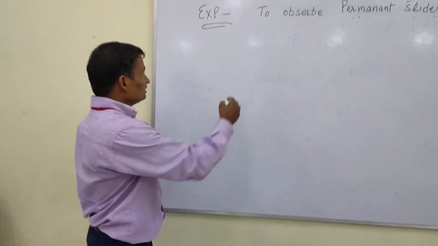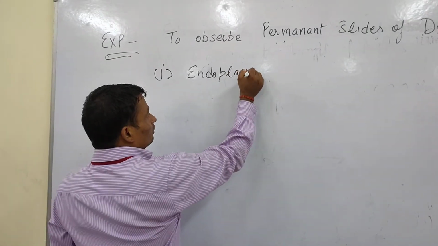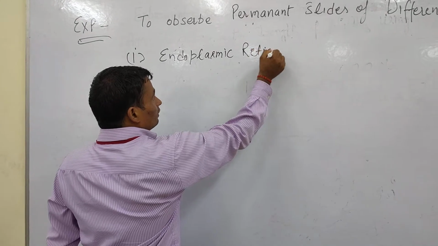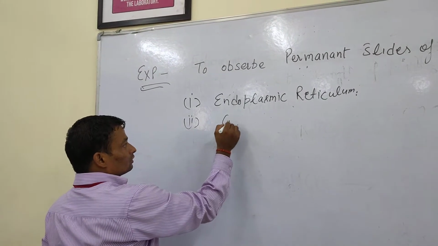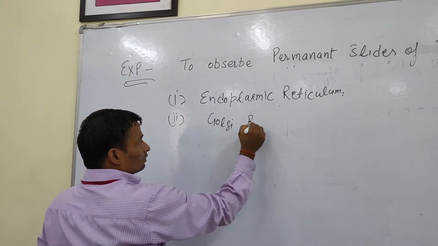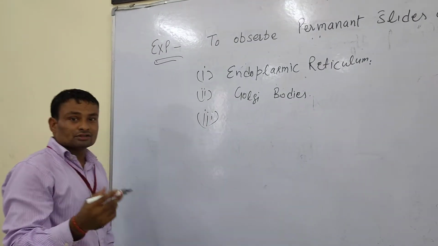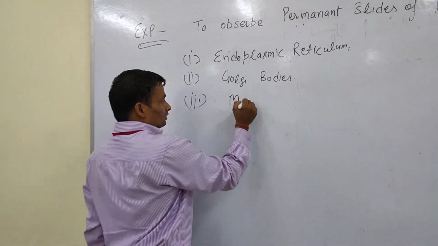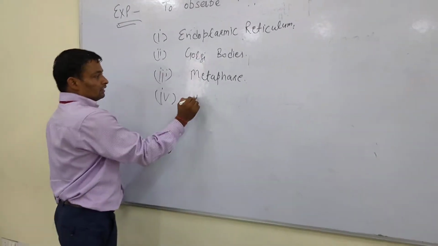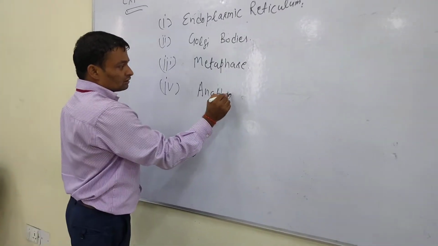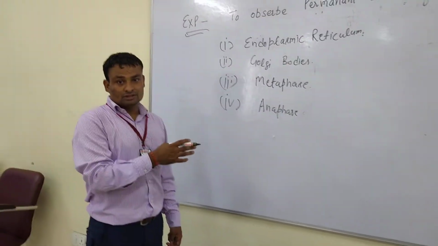Let us see what these are. So these will be your endoplasmic reticulum, okay, and second will be your Golgi bodies, okay, and third will be dealing with mitosis and meiosis, okay. So we will observe the metaphase permanent slide, and the fourth one will be the anaphase, okay. Apart from it, there are other types of permanent slides also available, but we will mainly focus on these. Clear?